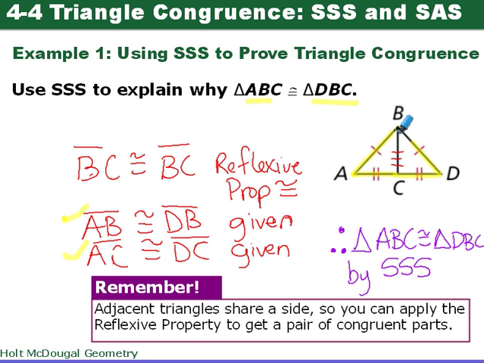And then we have this segment here in the middle, segment BC, is congruent to itself from reflexive property of congruence. So we have all three sides of the corresponding triangles being congruent, so we have these two triangles congruent using side, side, side.